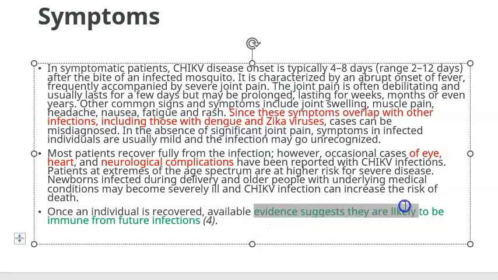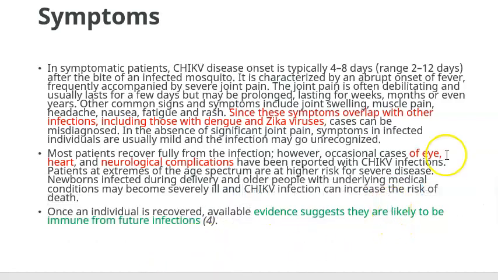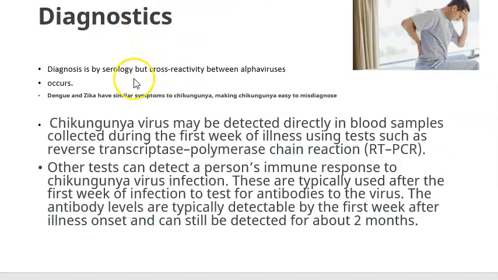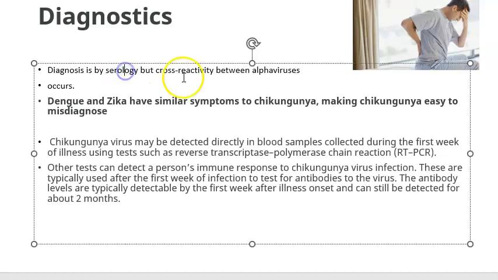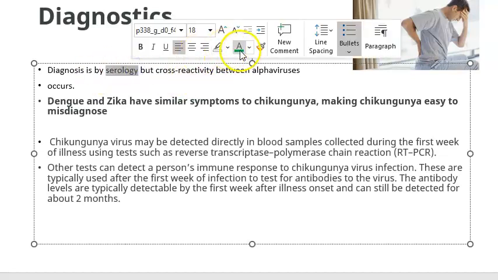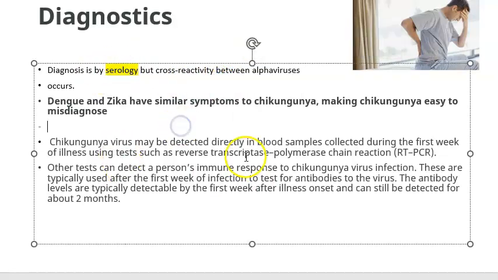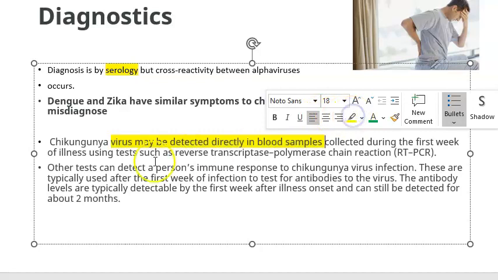And once you get infected, future infections, you're immune. So that is a green thing. So I put in green. Okay. So how will you detect this and diagnose this condition? So serology, that is antigen antibody testing you will do. Okay. Then you can directly detect the virus in the blood sample in the first week of illness.